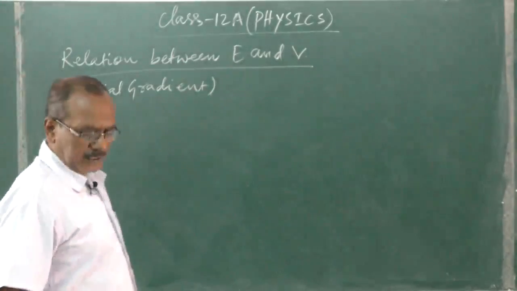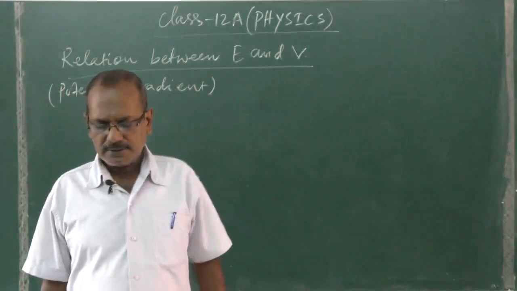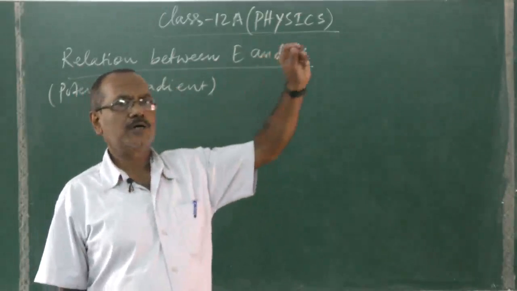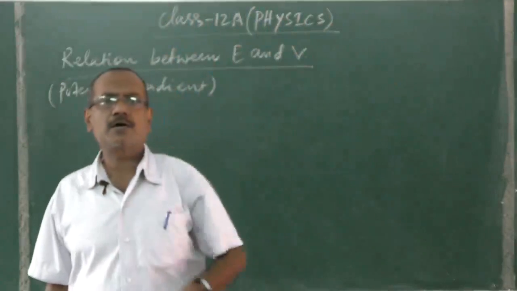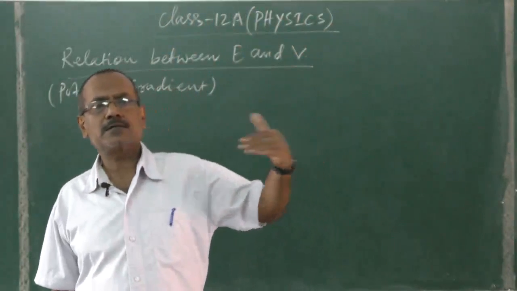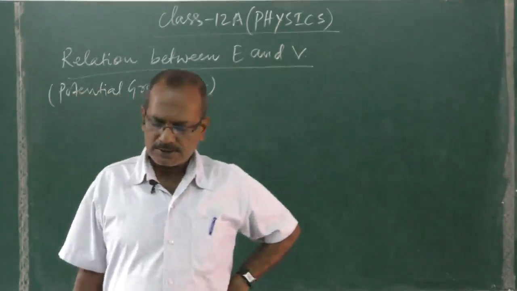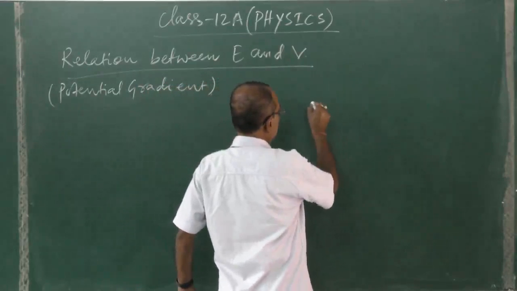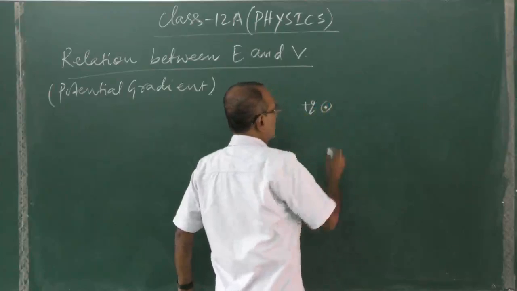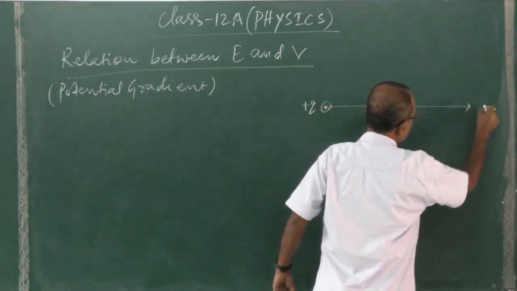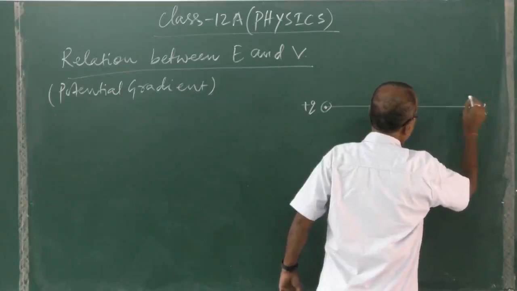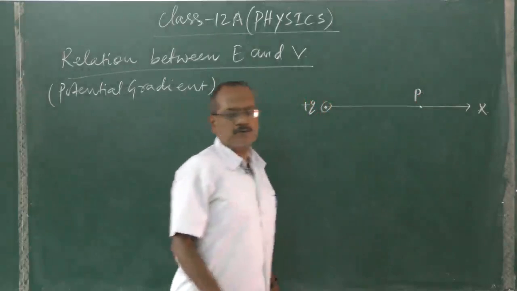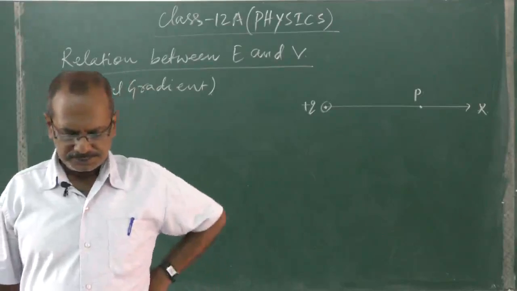For that, let us consider the electric field E along the x-axis. There is a point charge, it is creating electric field around it, and we are taking the direction of electric intensity along x-axis. Say this is point charge plus Q, and this is along x-axis, direction of E. Here we are considering a point P, where we have to find out the potential at P.